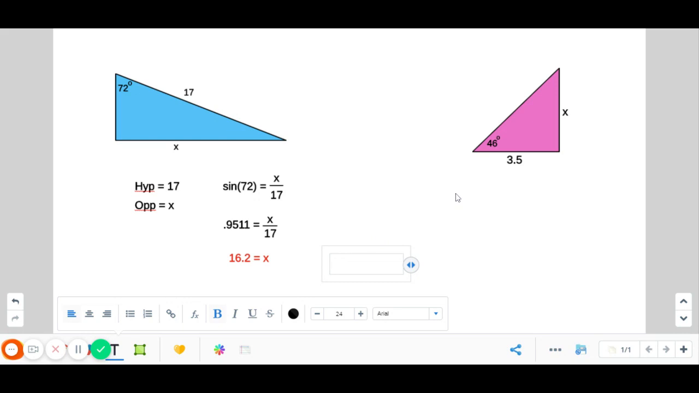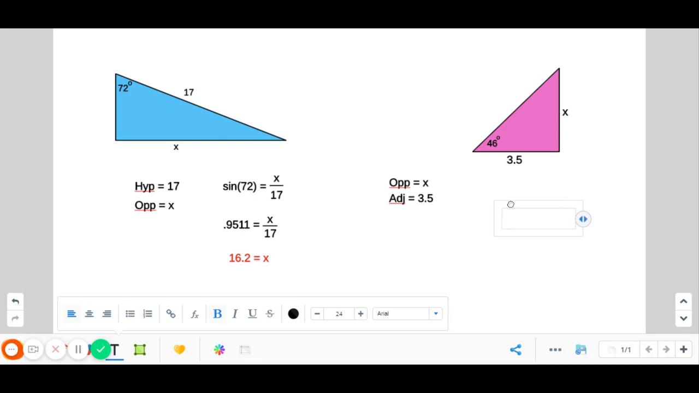Let's look at another example over here. Over here, we have a 46-degree angle. One side is 3.5, and the other side is x. So again, the first step is to figure out, do we want to use sine, cosine, or tangent? Well, it looks like x is the opposite side, and 3.5 is the adjacent side. So that means we have opposite and adjacent, which means we're going to use tangent.